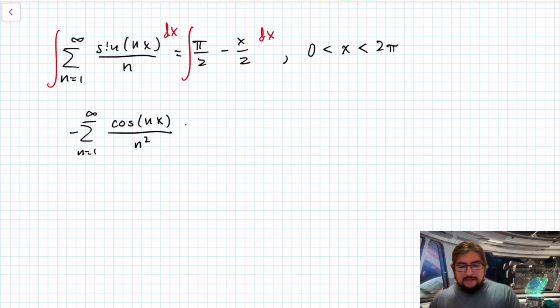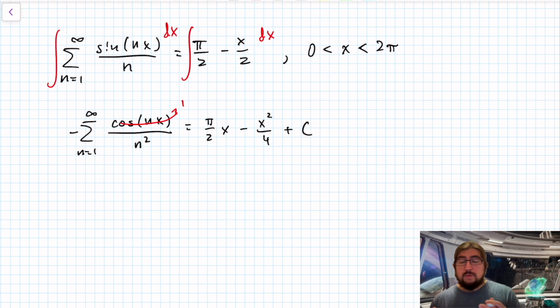Okay, so now the antiderivative on the right side is pi over 2 times x minus x squared over 4, right? Plus a constant c. Now, what is this number c? There are a few ways of seeing what it is. Notice when n is 0, when x is 0, well, this becomes 1, and that's the Basel problem. That's the sum from n equals 1 to infinity of 1 over n squared. That's zeta of 2. When x is 0 here, these both go away, so c must be equal to pi squared over 6.